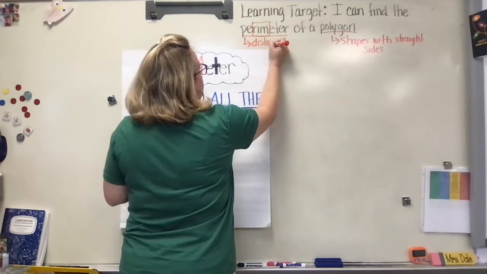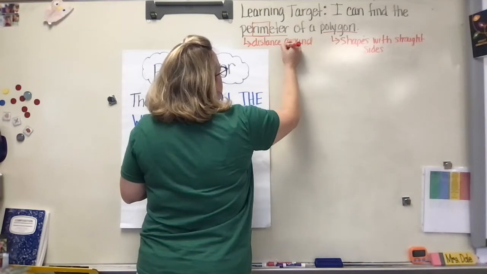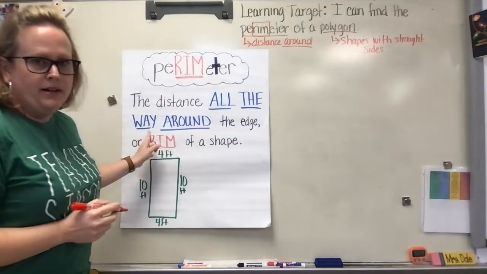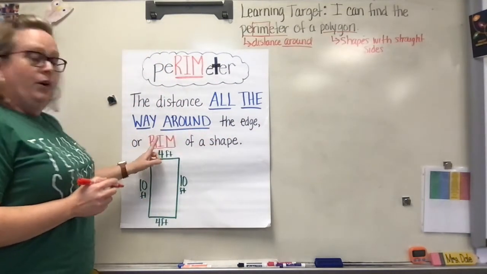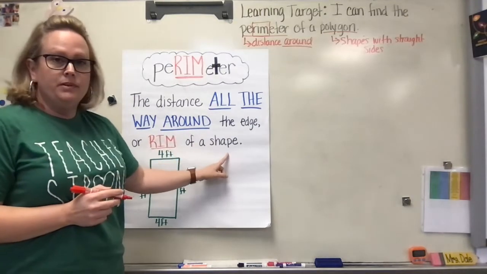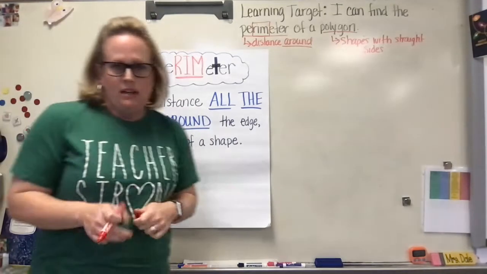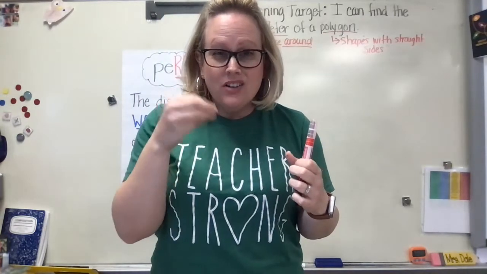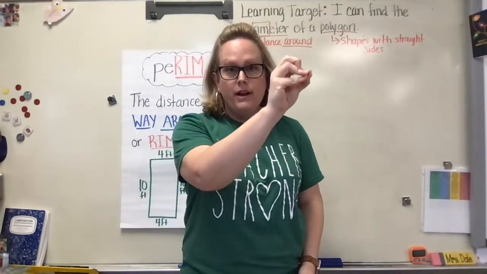Distance around. But I don't want you to just remember it as around. I want you to remember it as the distance all the way around the edge or rim of a shape. So we're going to look at some shapes together, and we're going to focus our eyes and our attention on the rim or the edge. And we're going to ask ourselves, how far is it to go all the way around?